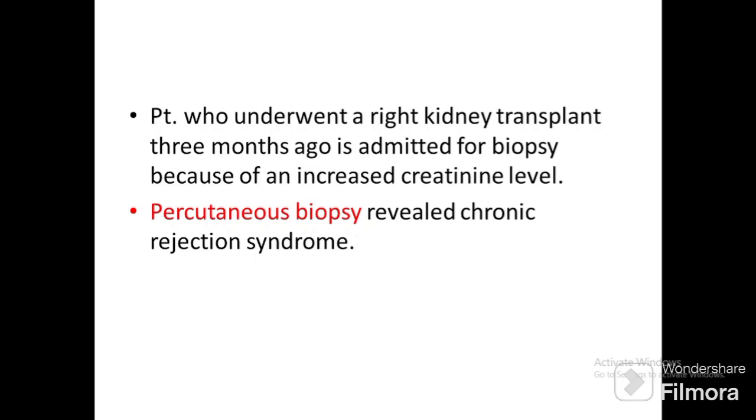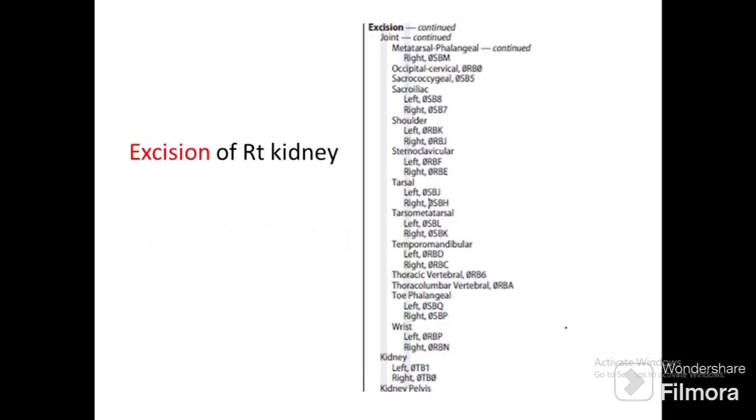So here the principal procedure is percutaneous biopsy, which comes under the root operation excision. First you should identify the root operation. Here the root operation is excision of right kidney. With this term we should search in the index: excision, and under excision, kidney. Here our interest is right kidney, so 0TB. Here we get a 3 or 4 character code from the index.